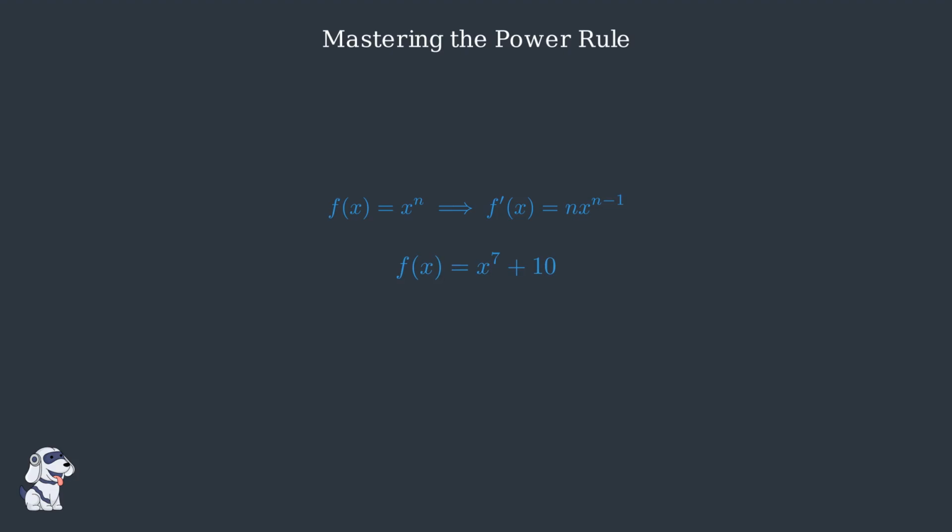The power rule is our most useful tool for polynomials. To find the derivative, bring the exponent down to the front and then subtract 1 from that exponent. For x to the power of 7, we move the 7 in front. And for constants like 10, their rate of change is 0, so they vanish. Simplifying this gives us 7x to the power of 6. That is our final derivative.